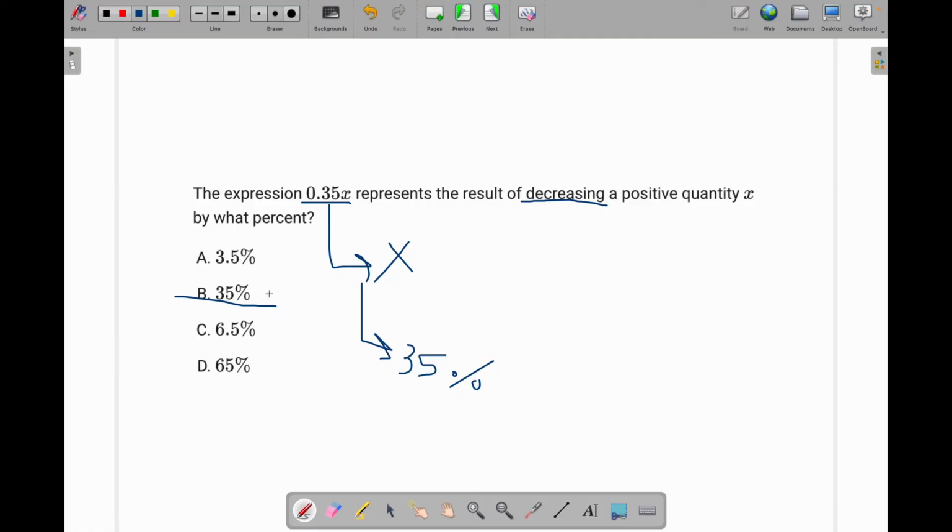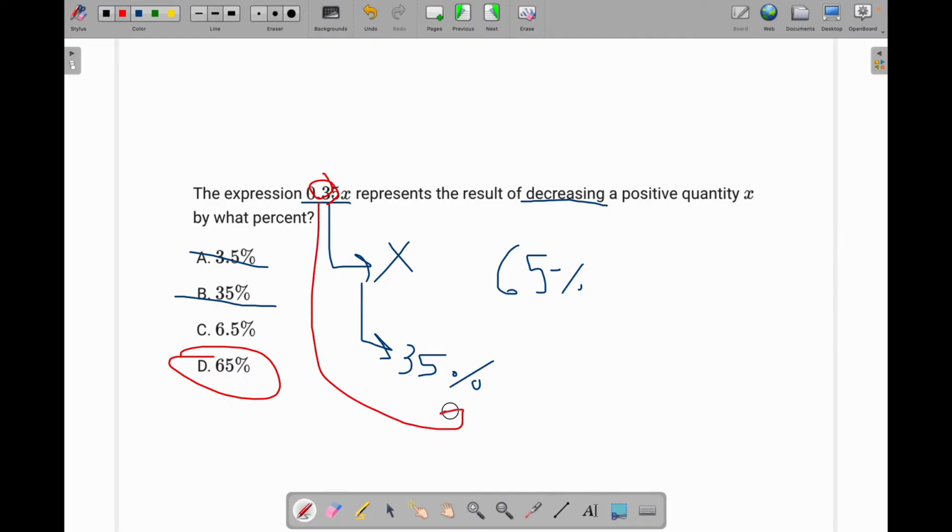But that doesn't mean our answer is going to be B or A. Because if something's 35% of what it used to be, you're subtracting 65% from it. Meaning our answer is going to be D. The reason C and A are wrong is that you're not going to get something like that unless you messed up converting this number into a percent. Just remember what we went over.